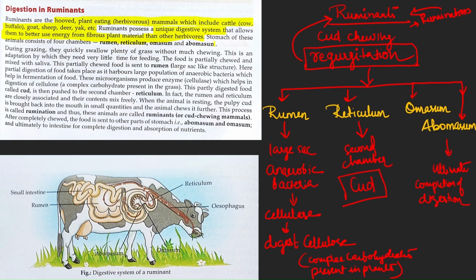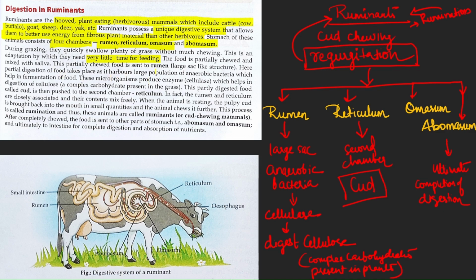So let's see the chambers of the stomach. The stomach of these animals consists of 4 chambers. What are they? Rumen, reticulum, omasum, abomasum. During grazing, they quickly swallow plenty of grass without much chewing. This is an adaptation in which they need very little time for feeding. The food is partially chewed and mixed with saliva.